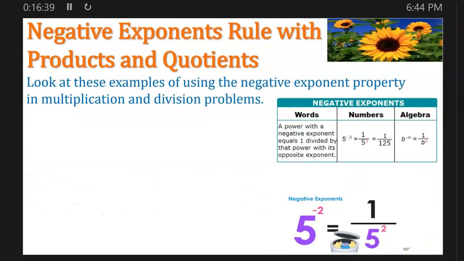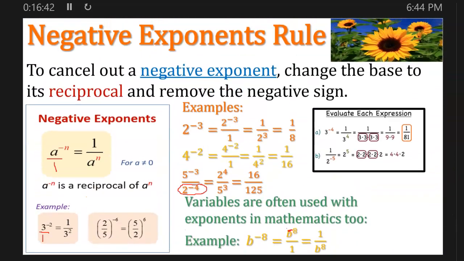Whoops. Well, my pointer is not wanting to work for me today.